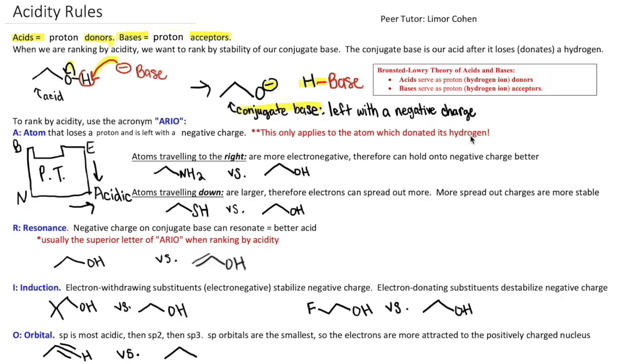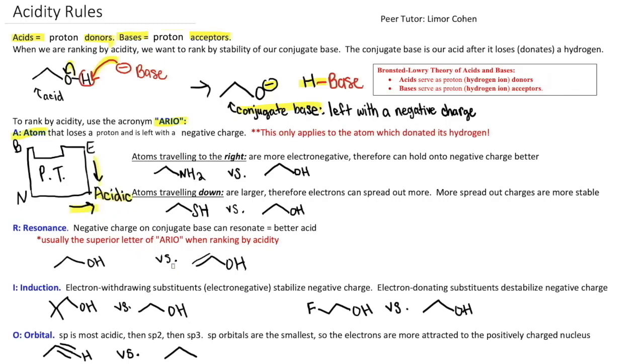Whenever we're ranking by acidity, we want to rank by the stability of our conjugate base. So the stability of our negative charge that our conjugate base has. In order to do this, we can use an acronym called AREO. A stands for the atom that loses a hydrogen and gains a negative charge. When looking on the periodic table, atoms going down and to the right of the periodic table are more acidic.